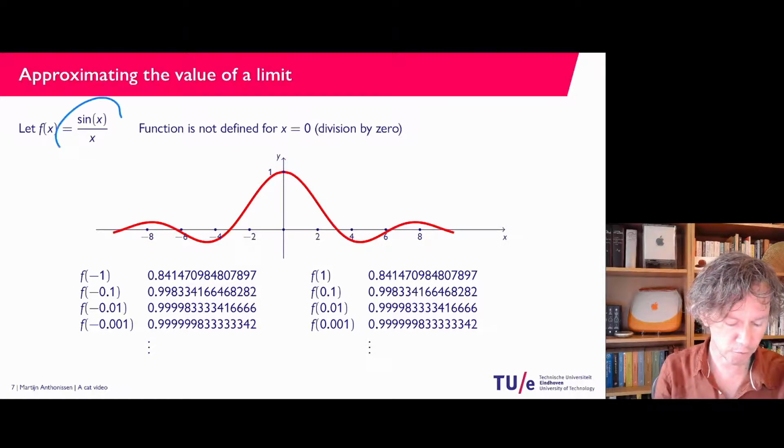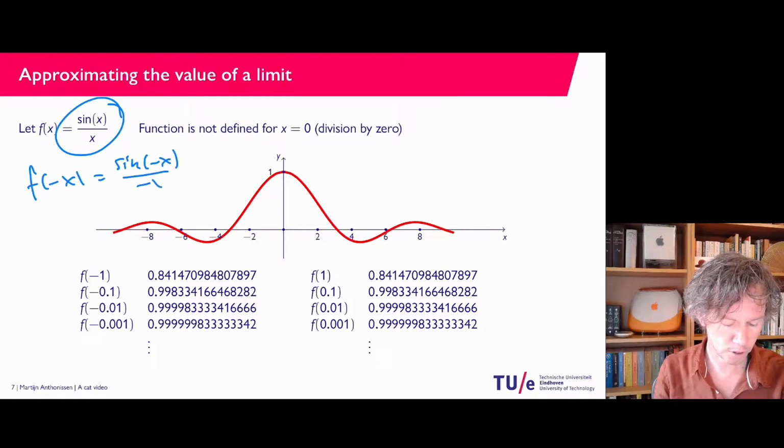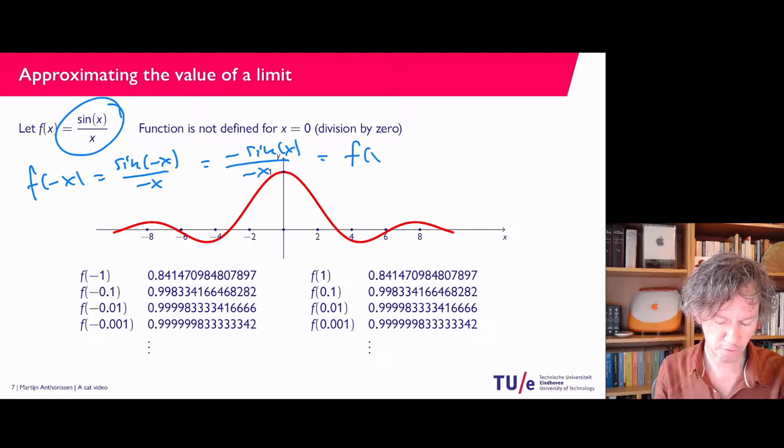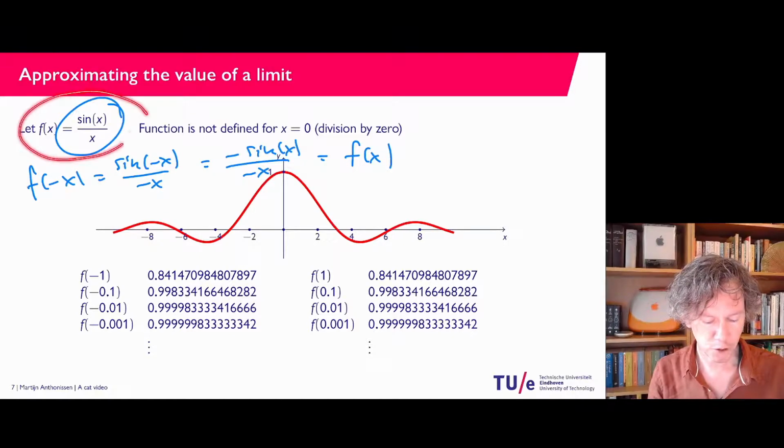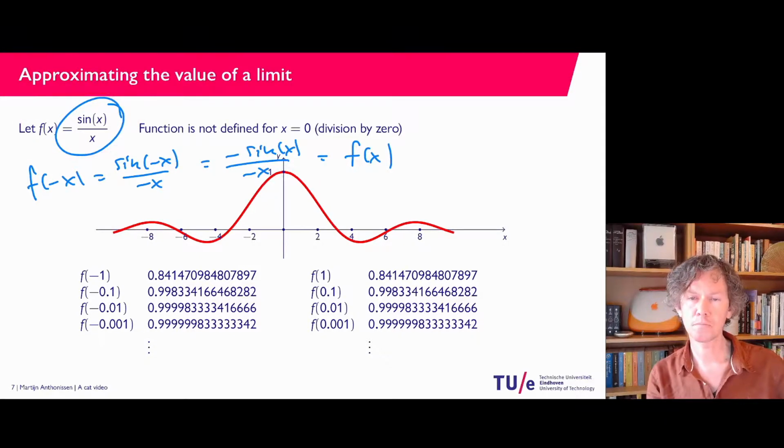And that also makes sense, right? Because if you look here at this formula, you see that f of minus x, that's sine of minus x over minus x, which is minus sine of x over minus x. And this is simply the same as f of x. So it doesn't come as a surprise that both on the left and the right we find the same values here. So these two examples are meant to prepare you for the concept of limits. What we do in limits is that we are going to evaluate a function very close to some dangerous x value, but not equal to that.